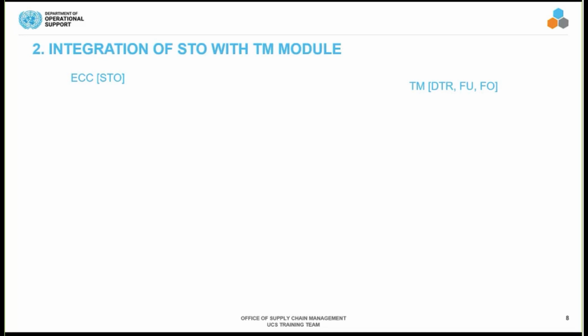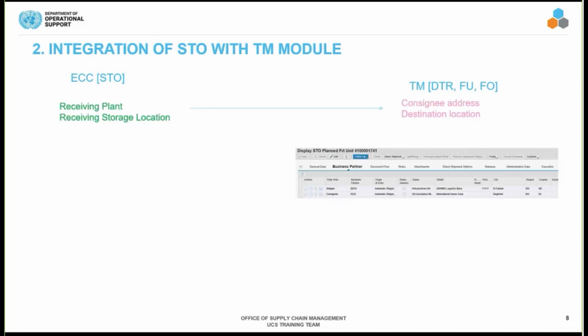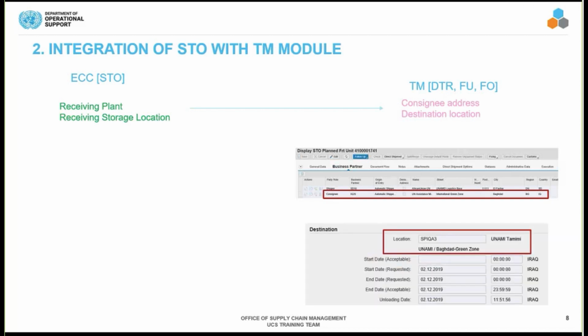It will be replicated in TM as consignee address and destination. Here again, it is like the issuing address. It's not an editable field, so TM planners will not be able to change it. That's why it's very important that you make the correct selection by using the matchbox.